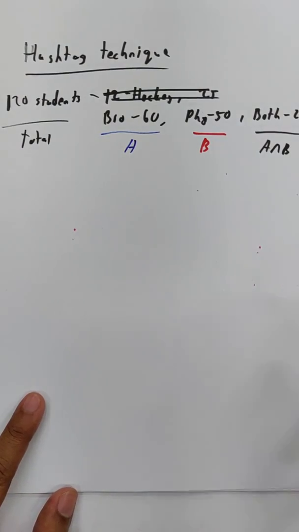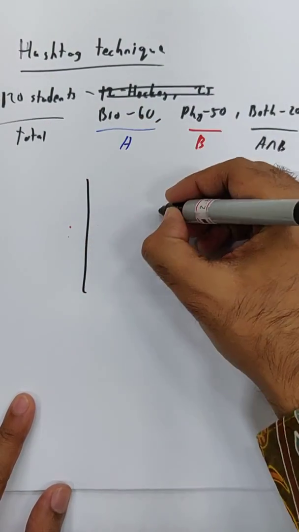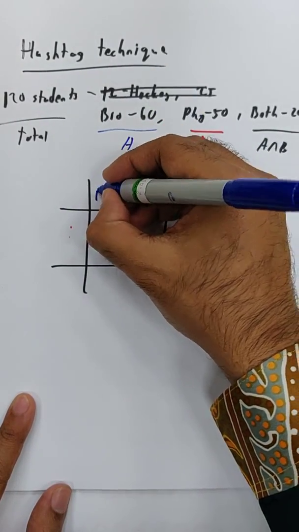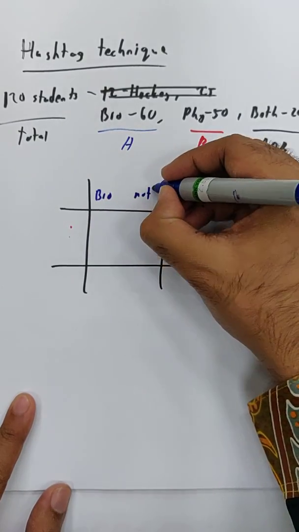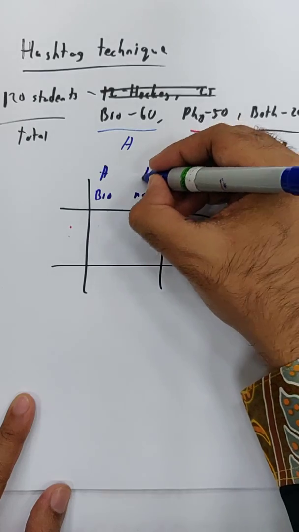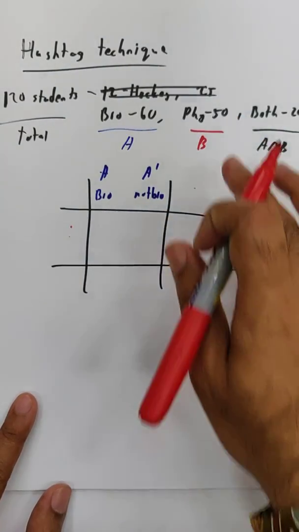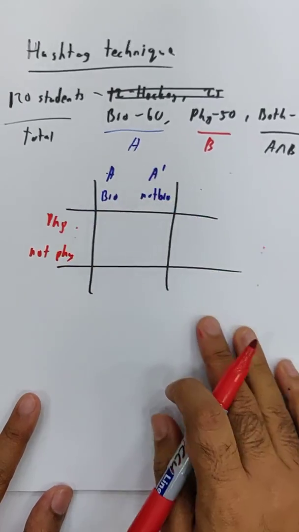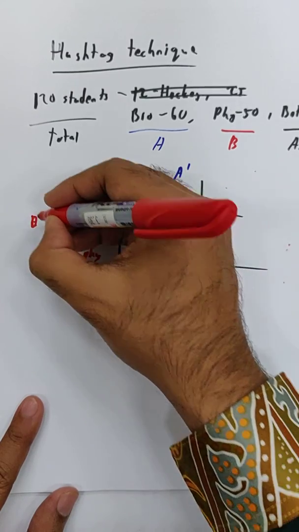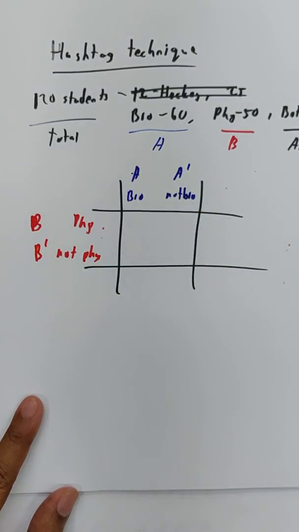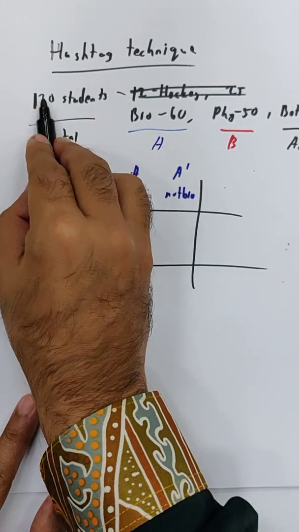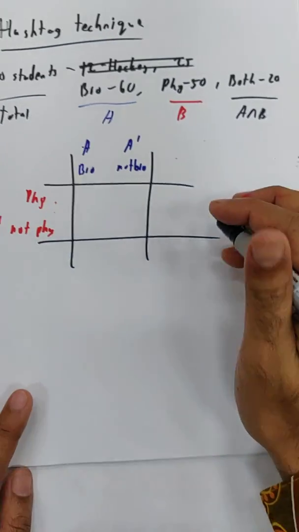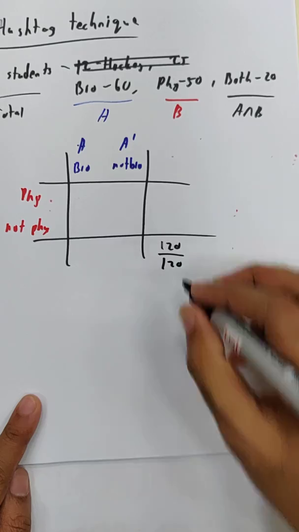So for you to start the hashtag technique, firstly draw the hashtag. And right now write things down. This is bio, not bio, or simply, if you prefer, A and A prime. And then this one is physics, not physics, or simply maybe you prefer B and B prime. And we know here we are given 120, so in terms of fractions, probability, 120 over 120, which equals 1. You write it down over here.